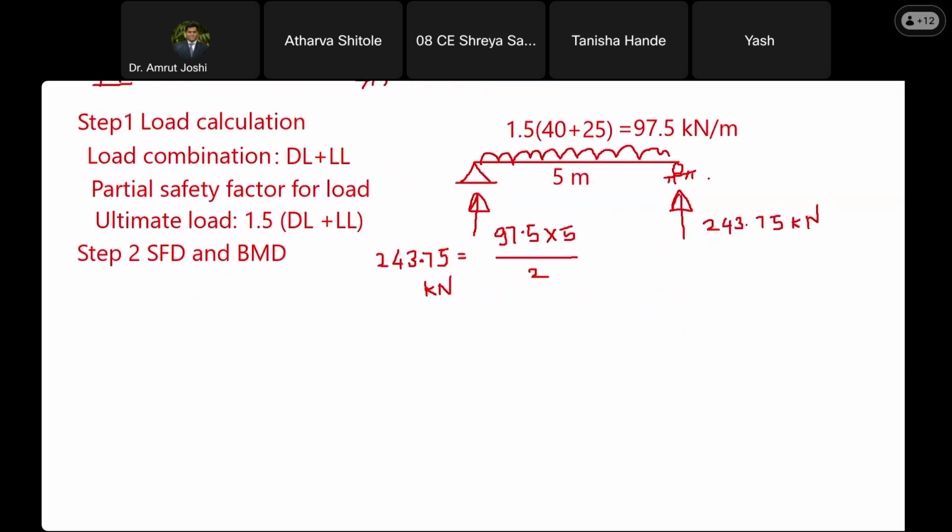So now we are going to go ahead with the second step, that is SFD and BMD. To draw SFD and BMD, we need to calculate the reactions. So now let me draw the shear force diagram and bending moment diagram. You have already studied how to draw the shear force diagram. So rise by the reaction. There is a 243.75 reaction here, so rise by that reaction. So here the ordinate will be 243.75. Are you with me?